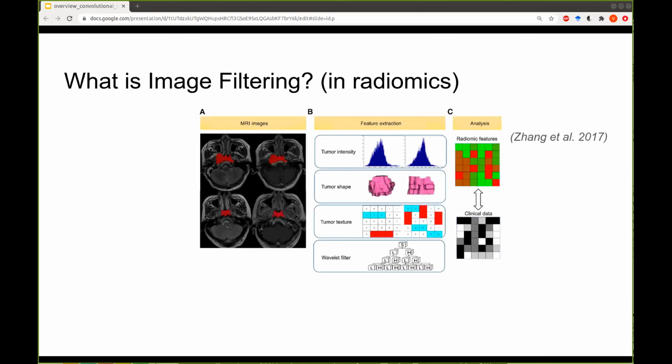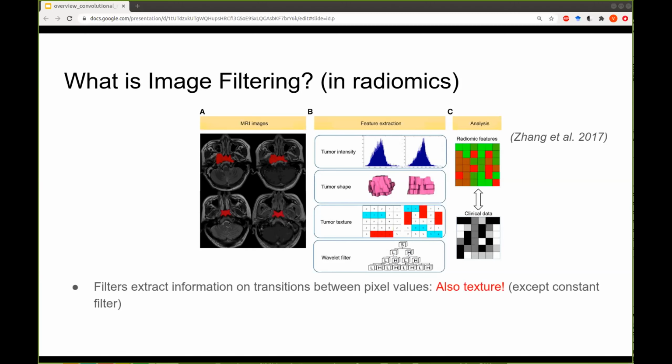We'll start with defining what image filtering is, and particularly why we use it in radiomics. This is a figure from Zhang et al. of a typical radiomics pipeline. In radiomics, we often refer to groups of features as intensity, shape, texture, and filters. What we mean by this is, first, first-order statistics of the region of interest, which describe the tumor intensity. We have shape features that describe the shape of the tumor. We have second-order statistics of the region of interest, which describe the texture of the tumor and which are extracted by gray-level matrices. And finally, filters and wavelets. But what do they describe, and what information do they extract?